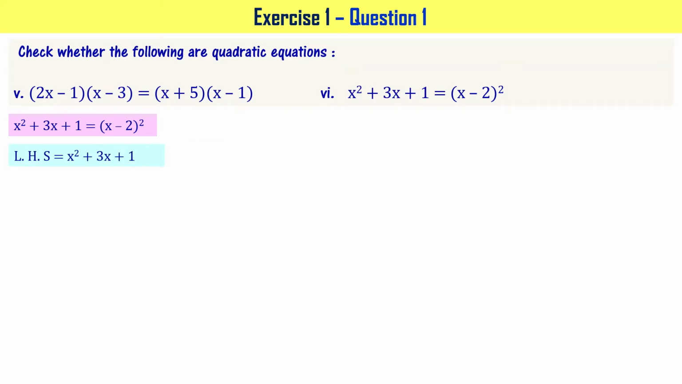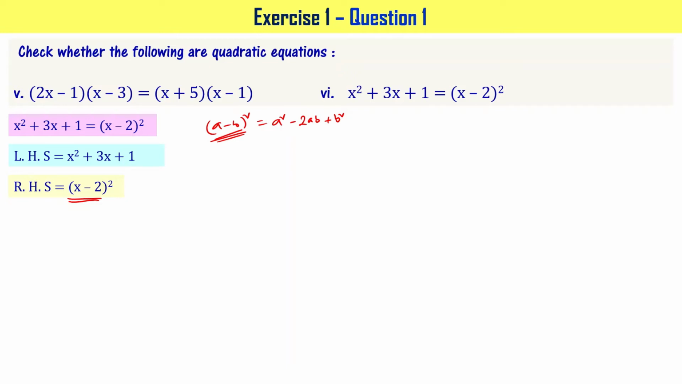The next part is x square plus 3x plus 1 equal to x minus 2 whole square. So LHS is already in the expanded form. We have to expand RHS, right? For that, we can make use of a minus b whole square formula, right? A minus b whole square is a square minus 2ab plus b square, right? So when you compare the given expression x minus 2 whole square with a minus b whole square, you say that a equal to x and b equal to 2, right?